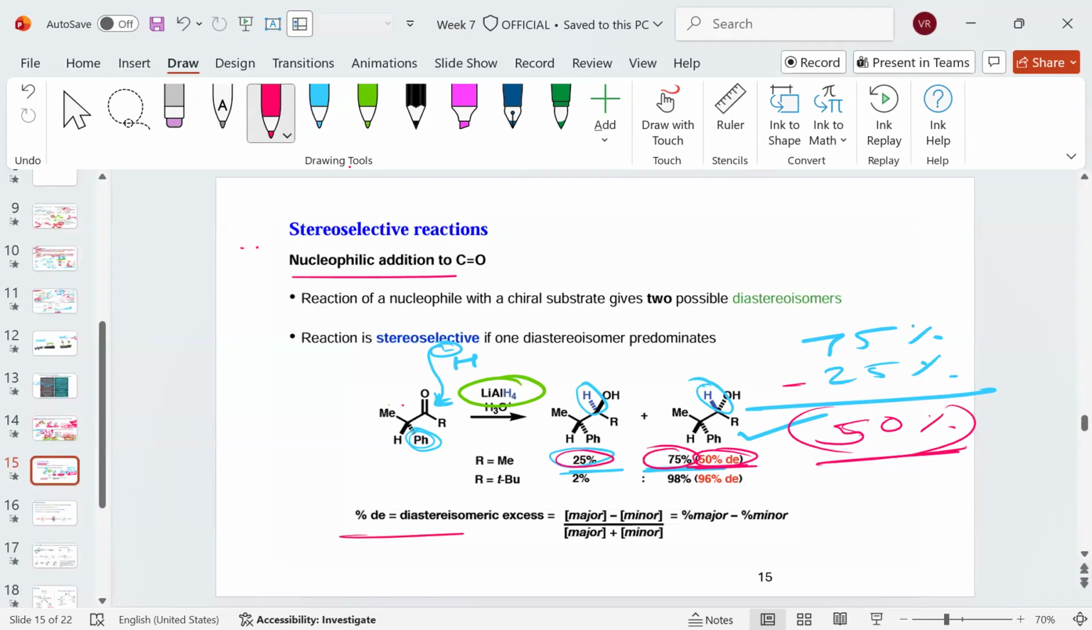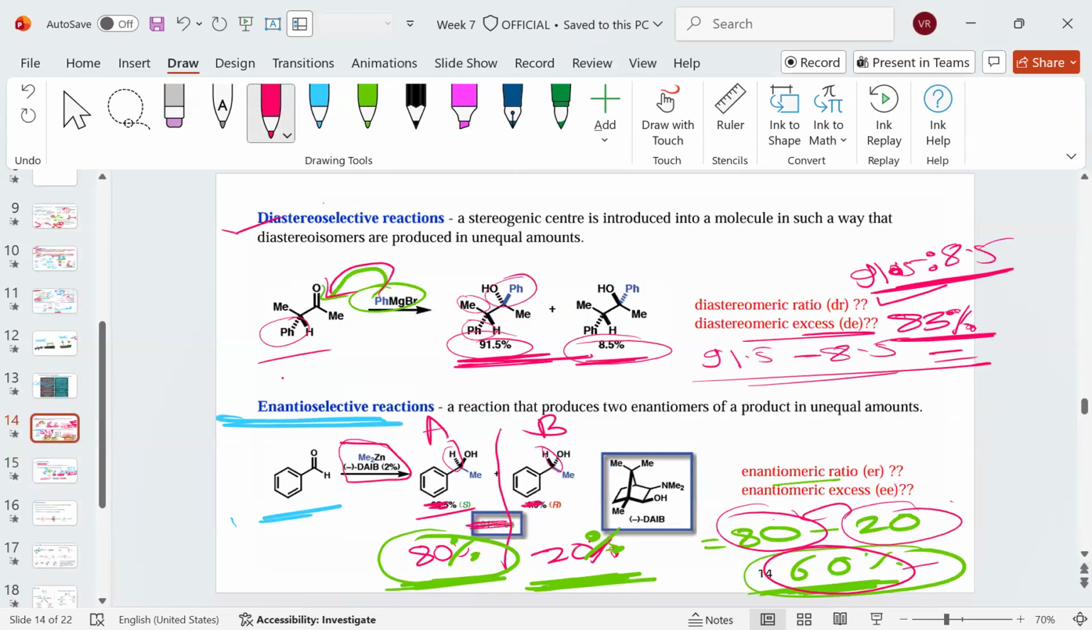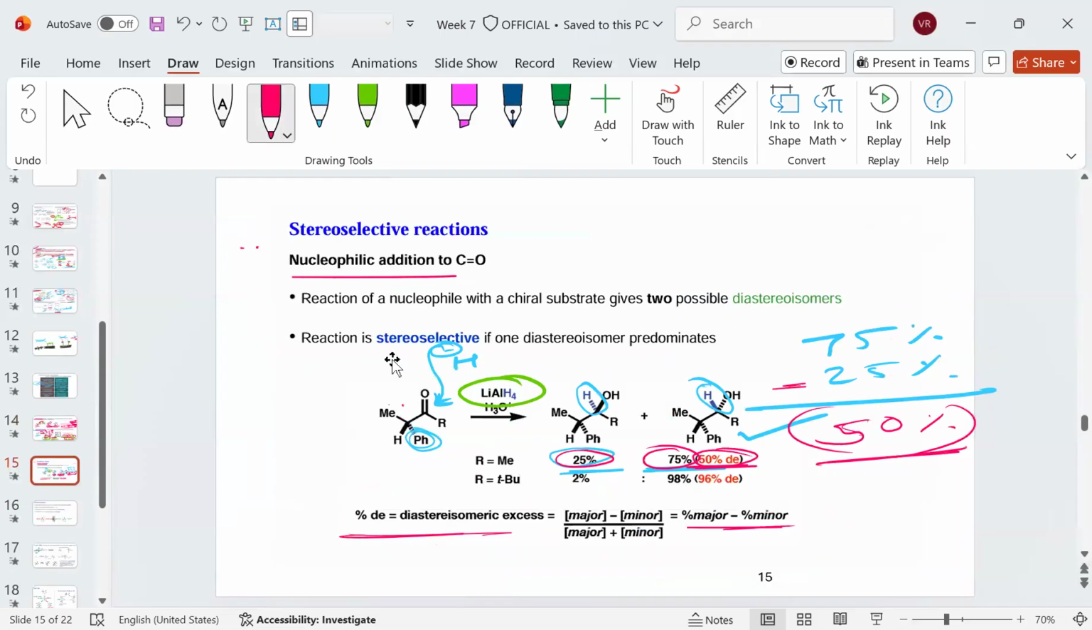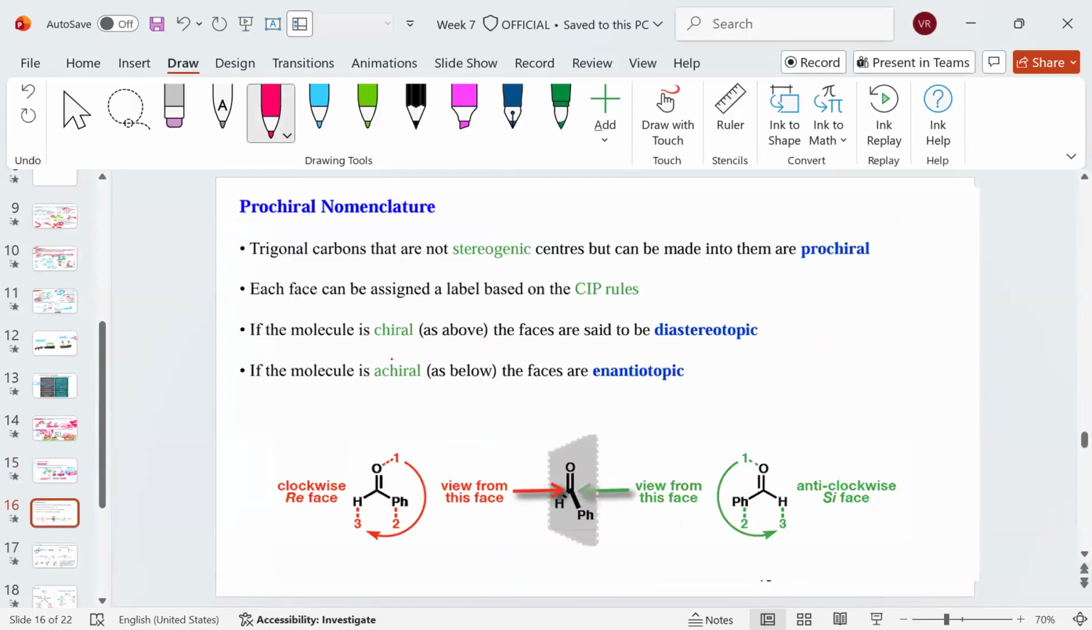You can use this formula actually, which is basically very simple. You can directly do the manual calculation instead of using the formula. Anyway, this was about the diastereoselective reaction and the enantioselective reactions. Now we'll try to move slowly to further complexity.